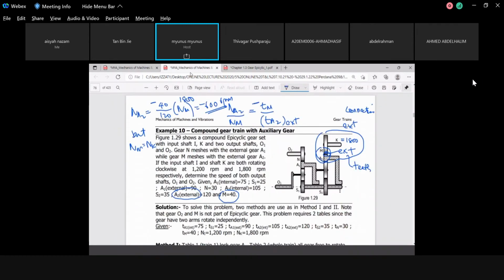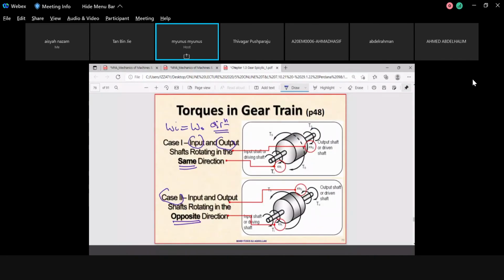You will have here. Look at here. This one is running clockwise from your seat. This one is rotating clockwise from your seat. So this one is what? Opposite direction from omega I and omega O. This one, omega I and omega O, running the same direction. Do you get what I mean? So there are two cases, remember, there are two cases.